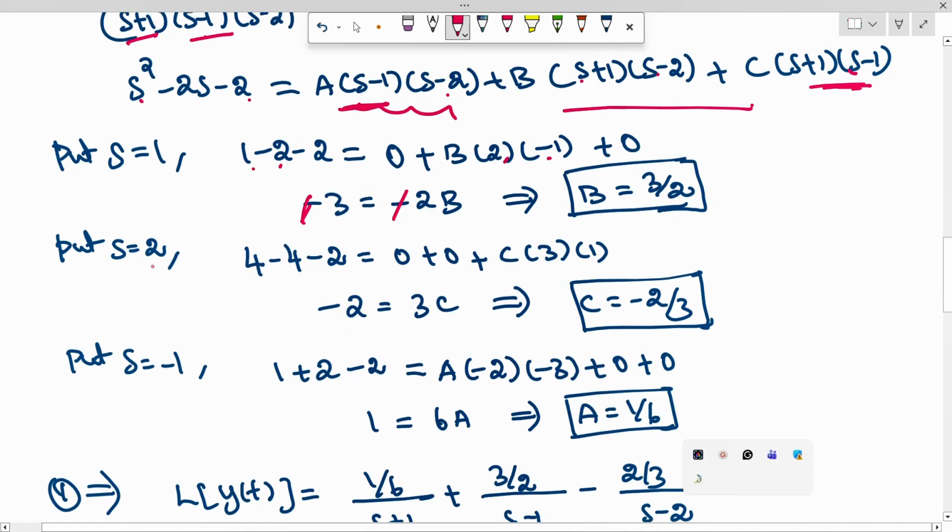Now, put s is equal to 2 in the same equation. If we put s is equal to 2 in the same equation, we are getting the first and second term values as 0, because here s minus 2 is there.